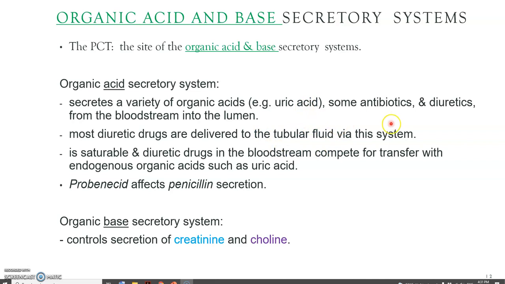And this system is a saturable system, and diuretic drugs in the bloodstream usually will compete for transfer with endogenous organic acids such as uric acid. In the next slide we will show you how probenecid affects penicillin secretion. So that's the organic acid secretory system, and then we have the organic base secretory system, which controls secretion of creatinine and choline.